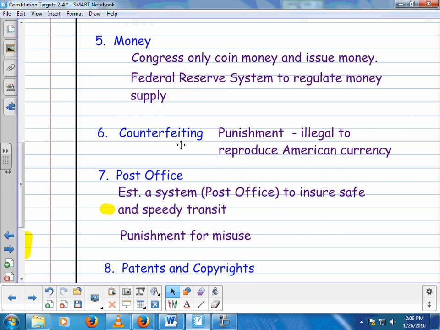Now, counterfeiting also connects to money in that you are not permitted to reproduce American currency. It's illegal, and if you do, you can be punished. There is the Treasury Department, which focuses on the making of money and the counterfeiting. They are constantly looking for anyone who is trying to counterfeit or reproduce our currency, because it could cause a major problem for our economy should somebody successfully be able to counterfeit our money.